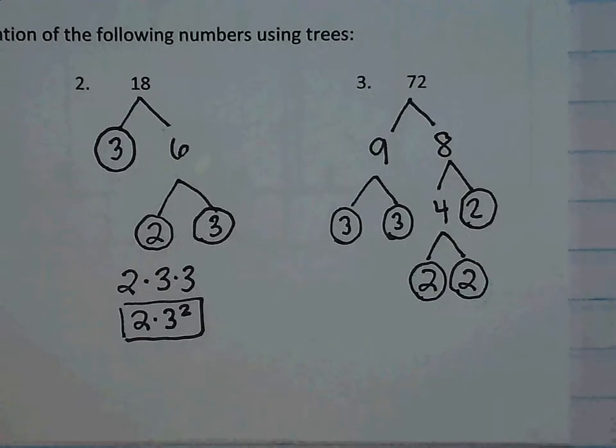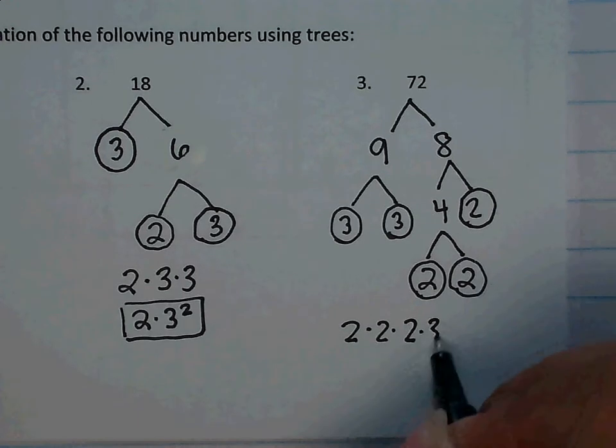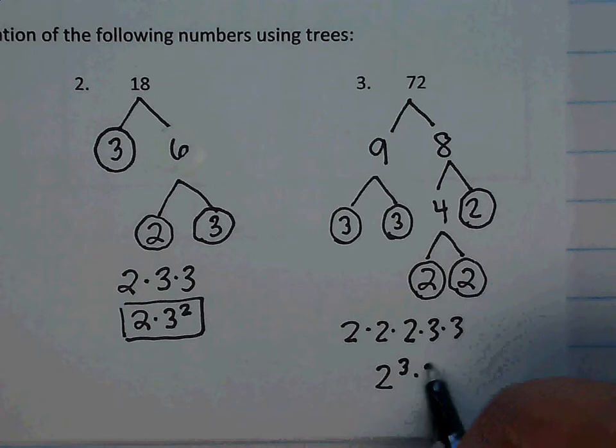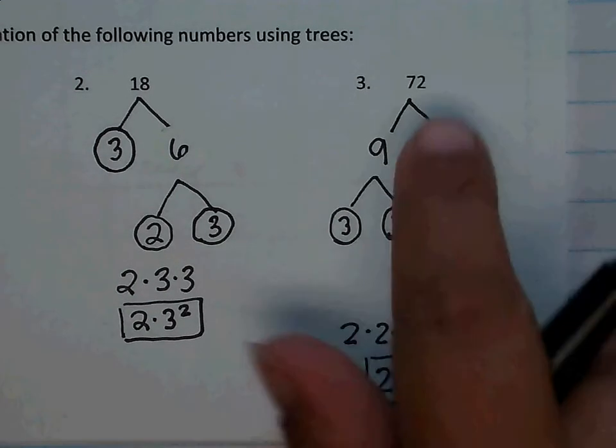And then I'm going to list them. So I've got 2 times 2 times 2 times 3 times 3. And exponential form would be 2 to the third power times 3 to the second power. And if I actually multiply this out, it gets me back to 72.